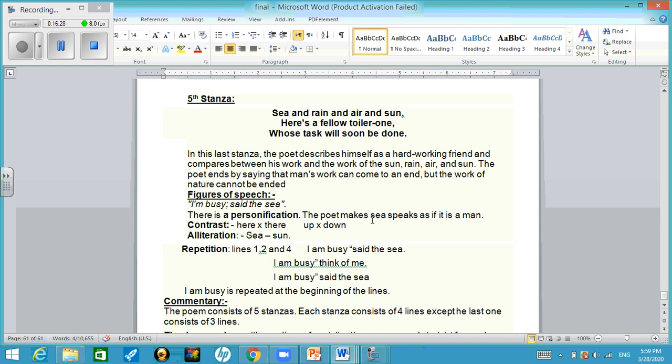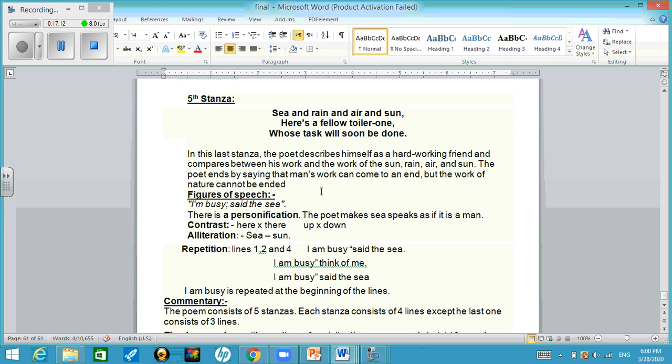Okay, so in the last stanza here, the poet is describing himself as a hard-working friend, and he compares between his work and the work of the sun, the rain, the air, and the sea. The poet ends the stanza, or the poem itself, by saying that man's work can come to an end, but the work of nature cannot be ended. Okay, so as we can see here, they said whose task will soon be done. So it means that his work is going to be over. It's going to be ended.